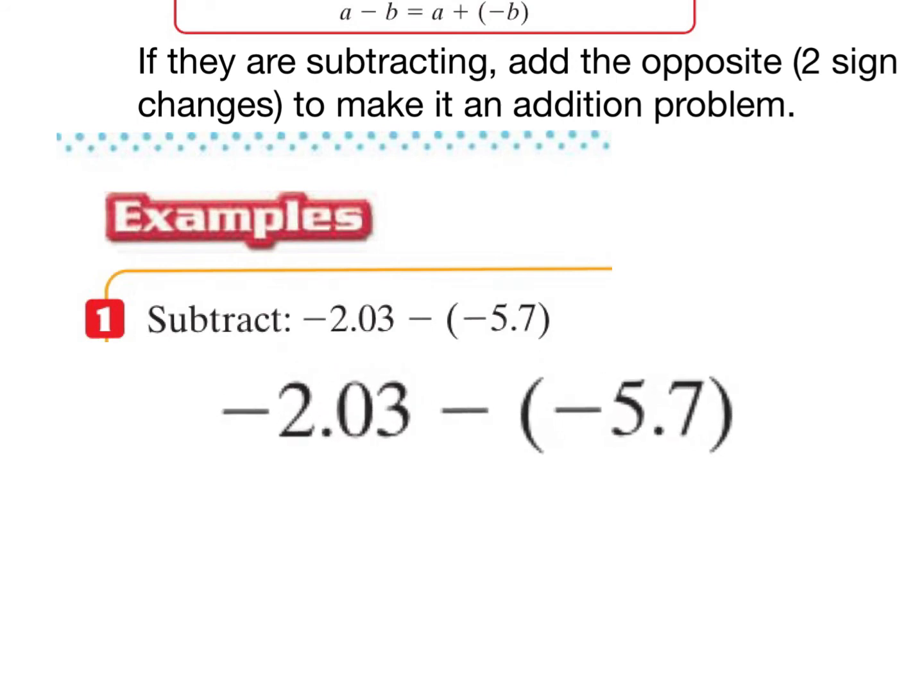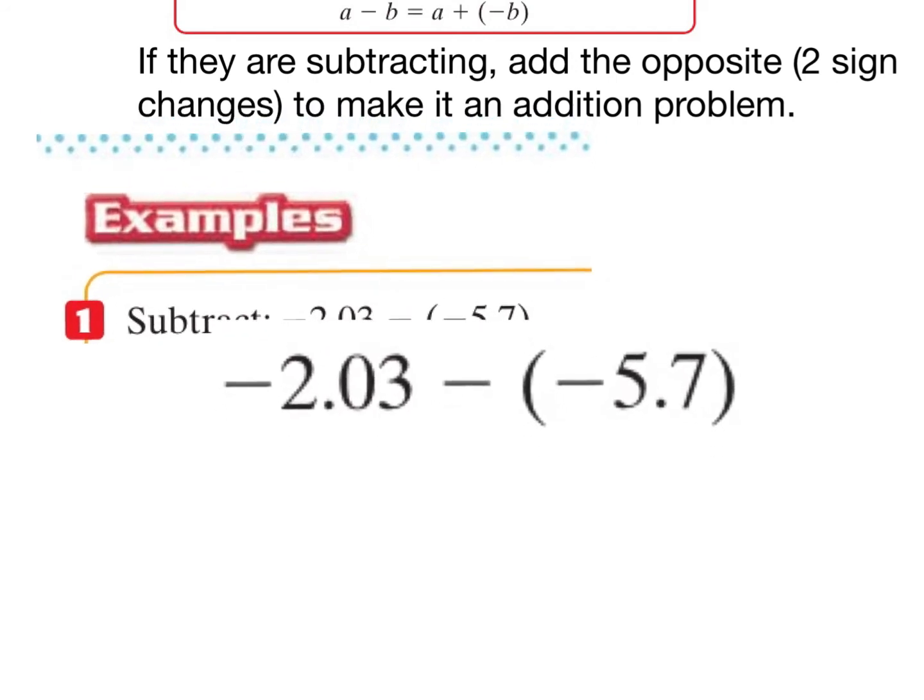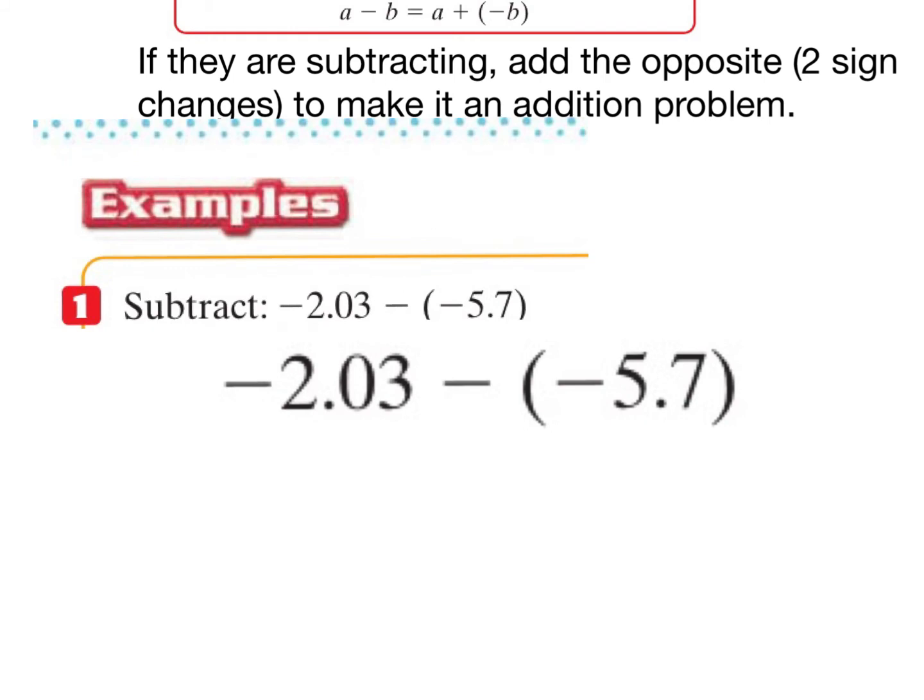So if we have this, the first thing I'm going to do is add the opposite. It's 2 sign changes in the middle of the problem. So we change the subtraction to addition. Opposite of negative 5.7 is a positive 5.7. At that point, it's like what we've already done.